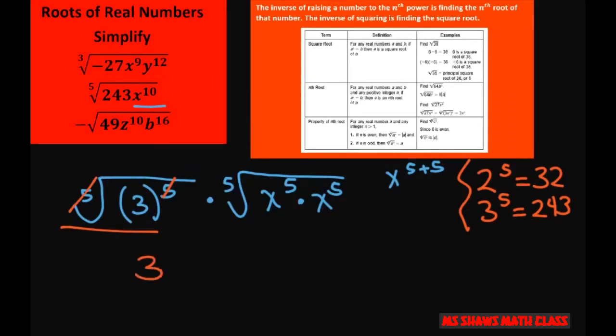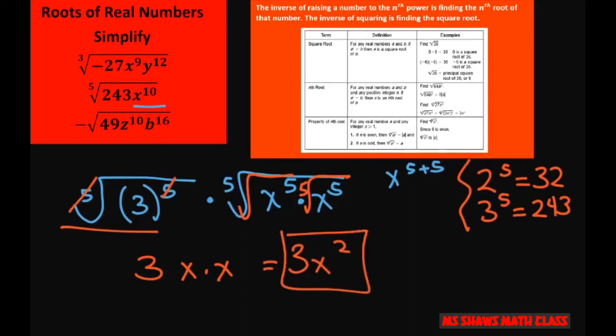You get 3. And then we're going to have, if I separate this out, put the 5th here, you're going to get x times x. And that's going to be 3x squared is your final answer. That's just a simplified version of this, which makes it look a lot better, especially when you're evaluating numbers, like plugging in x's.